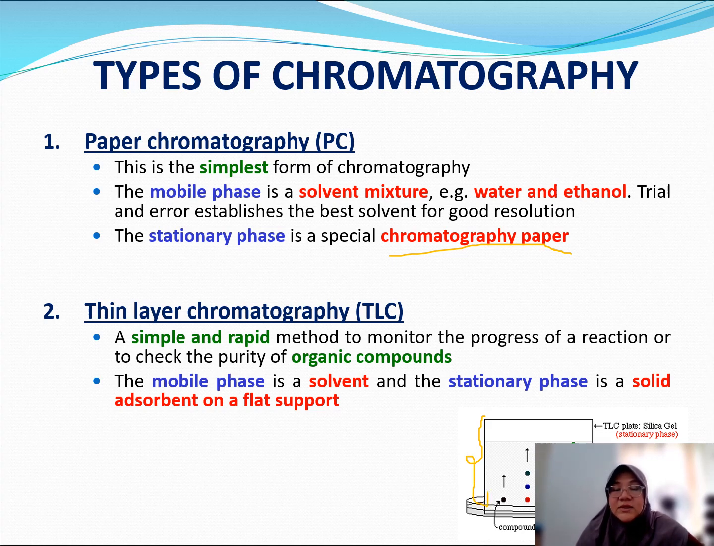So it is the same as paper chromatography: you put your extract at the first point, and then dip it inside the mobile phase, and the mobile phase will move until one of the stop targets that we want to measure. Then we lift it out and no longer dip it inside the mobile phase. So the mobile phase is a solvent that will move through the TLC plate. The stationary phase will be the TLC plate, which is a solid adsorbent on a flat support.